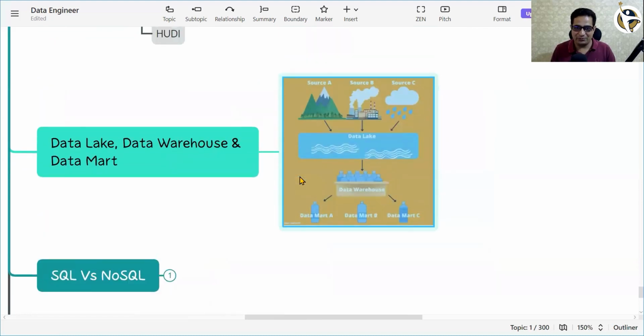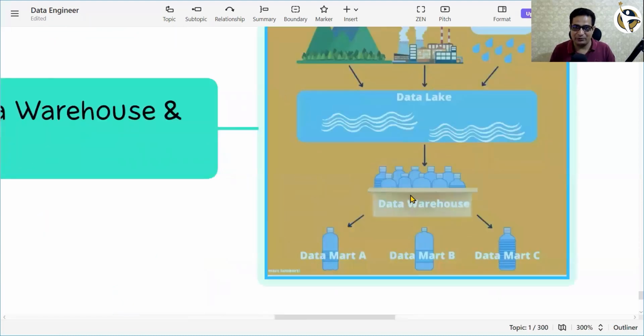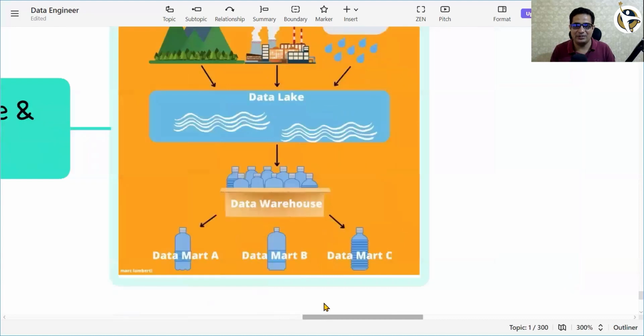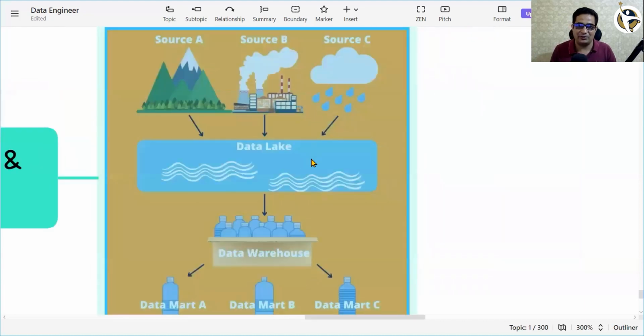So if you are from a data warehouse background, you may be aware of what a data warehouse and data mart are. But let's see the generic definition. So what is a data lake? Whatever data you have at different sources, you bring it under one umbrella, and that one umbrella is nothing but a data lake. Again, architecture changes from implementation to implementation.